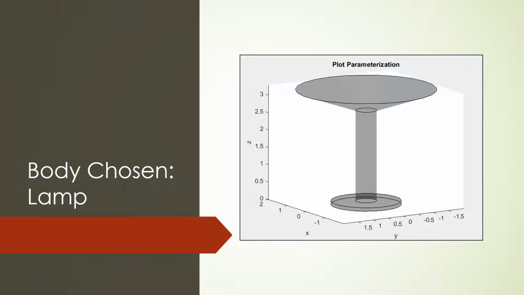So the body chosen is a lamp where my frustum is the light emitting part. I have a cylinder as its holder and another cylinder as its base.